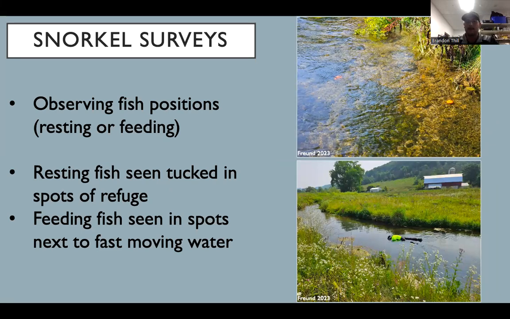Now, once I found a fish, I would place a bright orange spray painted rock, in this top picture, in the location that I found the fish. At that location, we would then take those same habitat variables that we used for the habitat modeling for that specific location.